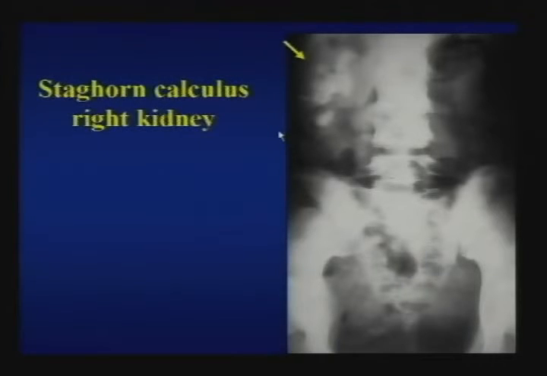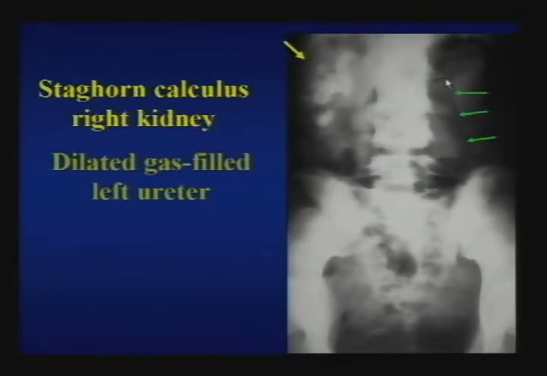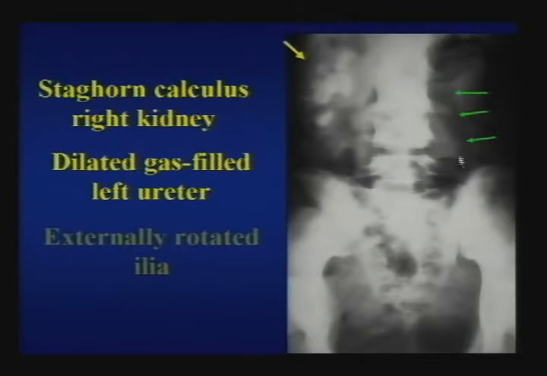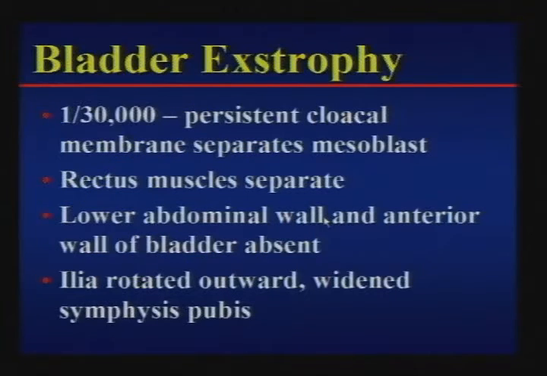Now, look at the film. Has contrast been given or not? Okay, no, it hasn't. And what we see here is a large staghorn calculus in the right kidney. We also see something that looks rather unusual, which is, believe it or not, a gas-filled ureter on the left. And because I told you to always look at the bones, and because I, of course, am a mean, nasty person, I didn't show you the symphysis pubis, these ilia are rotated outward. And this is what exstrophy looks like. If you've never seen it, now you've seen it.